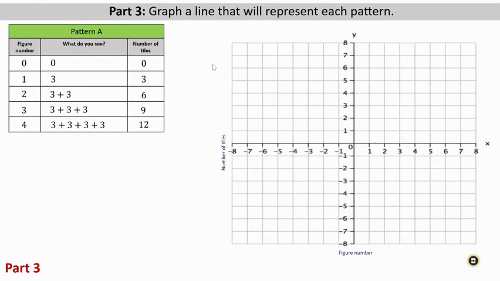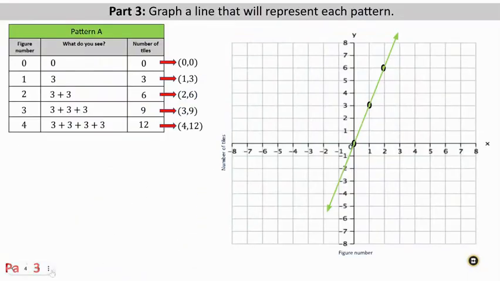Let's go to the next. Graphing the line. Remember, we have the table, and we already talked about it. So 0, 0, we have it there. 1, 3, it's right there. 2, 6, it should be right here. And then 3, 9 is not there, so we're not going to graph it. And then we have the line.